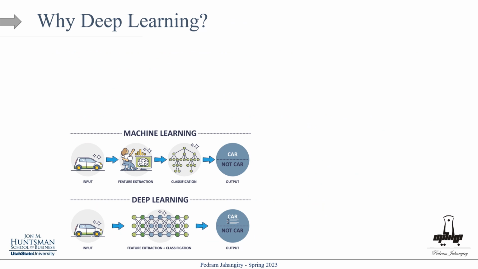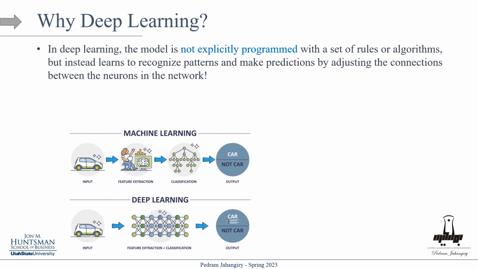Okay, now let's answer two very important questions. Why deep learning and why now? Let's start with the why deep learning part. Pay very good attention. In deep learning, the model is not explicitly programmed with a set of rules or algorithm, unlike machine learning. Instead, the models learn to recognize patterns and make predictions by adjusting the connections between the neurons in different layers, right? So this is very, very important.